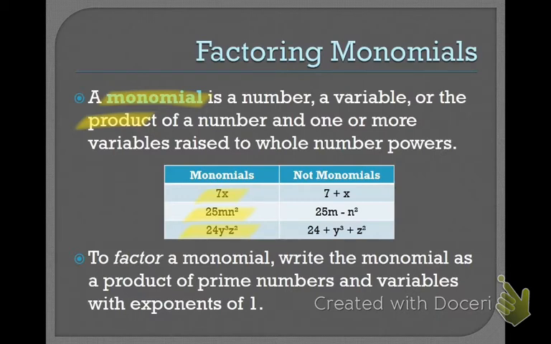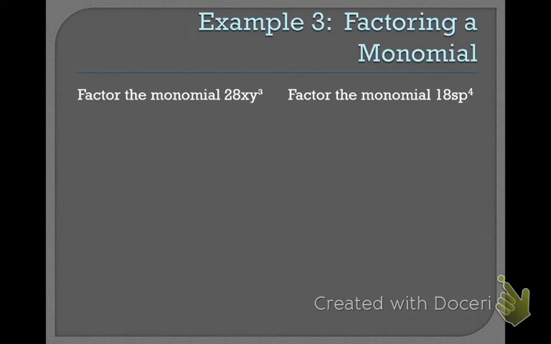So if I have a monomial, I can factor it in much the same way that I've just factored numbers by themselves. Let's look at how we would do that. To factor the monomial 28xy to the third power, the first thing I want you to do is the prime factorization of 28. Upside down division, go ahead and do the prime factorization of 28. All right, so we have 2, 14, 2, and 7. So 2, 2, 7. Do y'all agree?